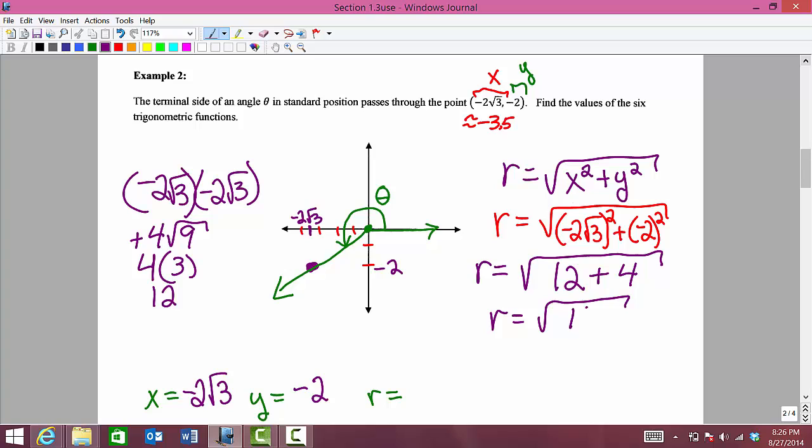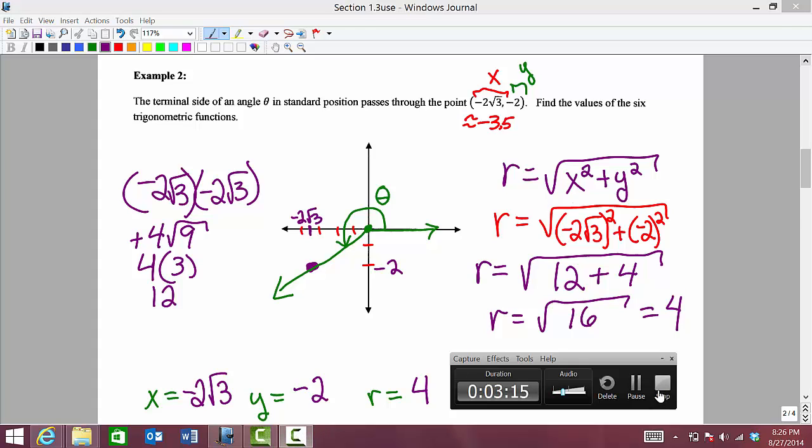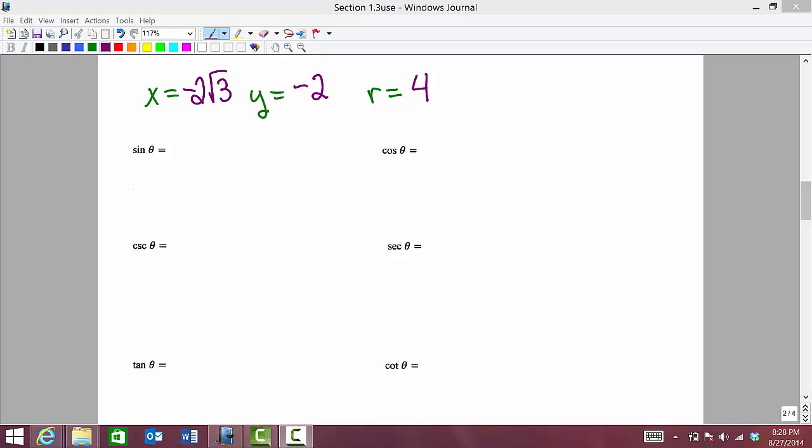12 plus 4 is 16. And so r would be equal to 4. So the first step is finding out what is your x, and what is your y, and what is your r. Now that we know the values of x, y, and r, let's form the values of our 6 trig functions.